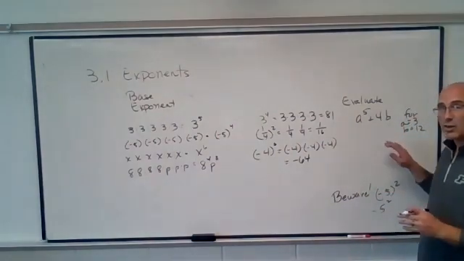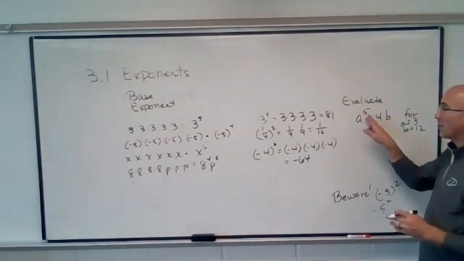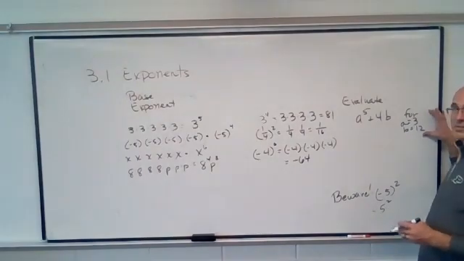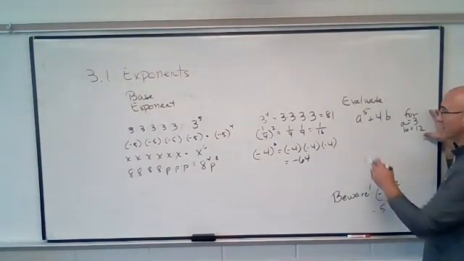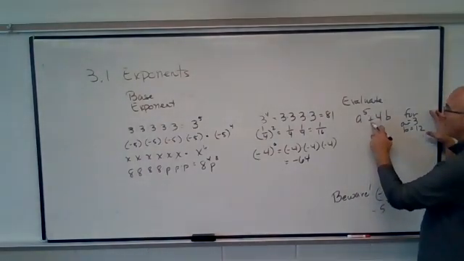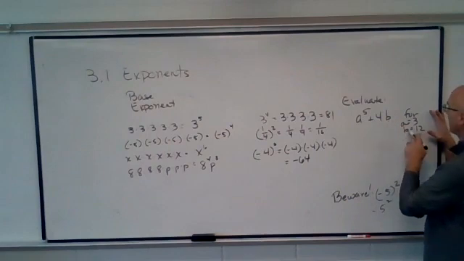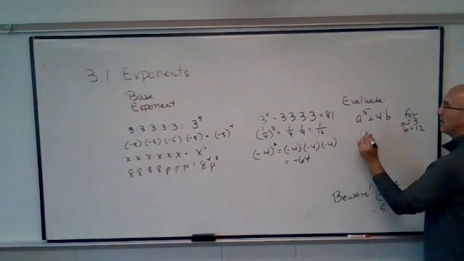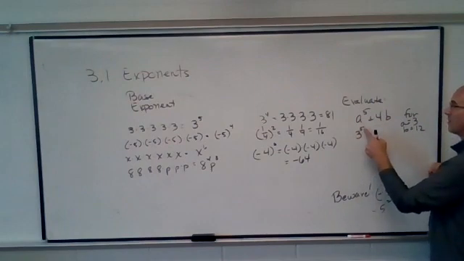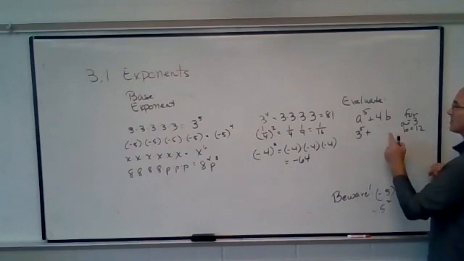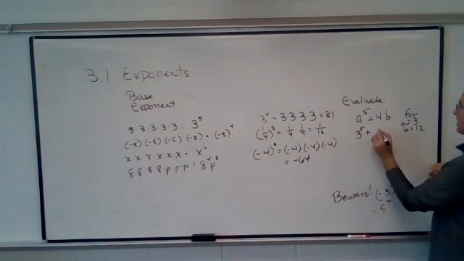Now, let's evaluate an expression with an exponent given some values for our variables. So a to the 5th plus 4 times b. We're going to use a equals 3. So we're going to substitute 3 in for a. So we get 3 to the 5th plus 4 times b, 4 times 12.